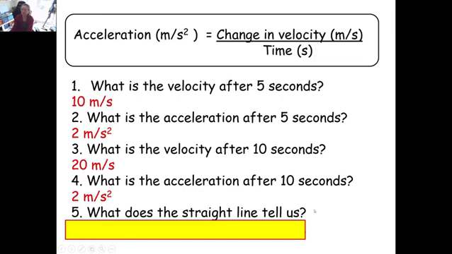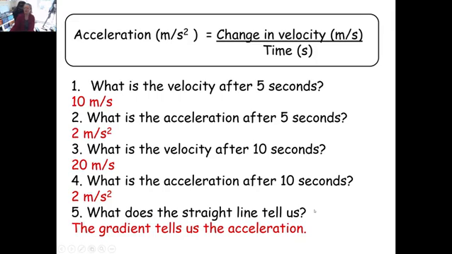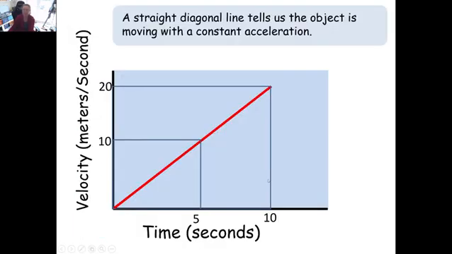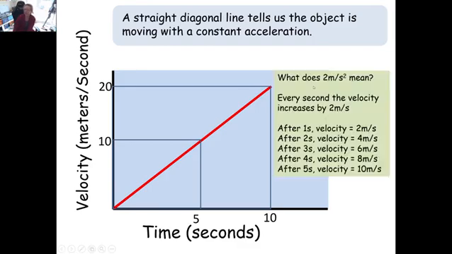So what does the straight line tell us? Well, it's telling us the value of that acceleration. So the gradient is telling us the acceleration, and you can see that it's accelerating at the same rate. So a straight diagonal line like this tells us that the object is moving with a constant acceleration, and in our case it's moving at 2 meters per second squared.